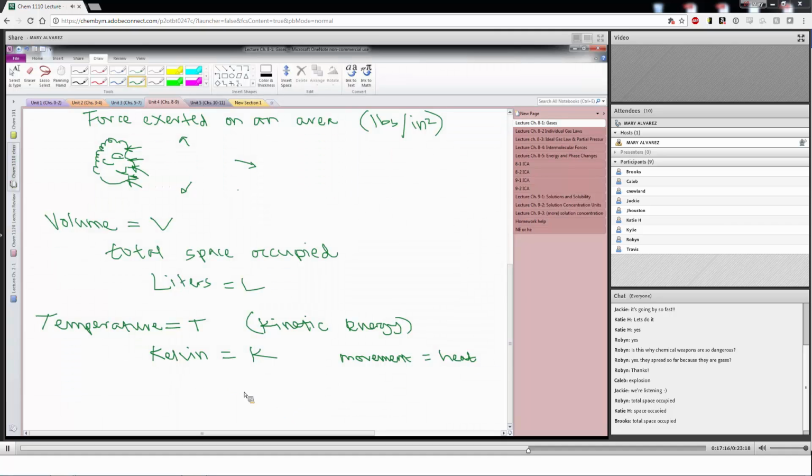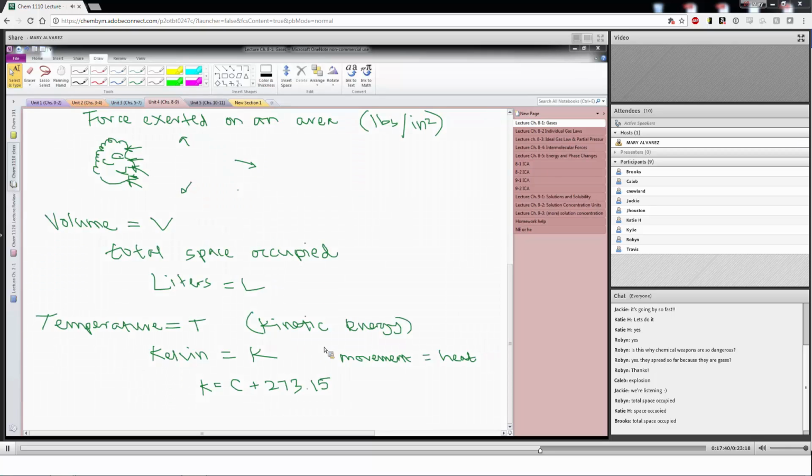And so the conversion between here, Kelvin, is going to be whatever your degrees Celsius is plus 273.15, because 0 Kelvin is negative 273.15 Celsius. And I'll give you that conversion on the exam too. You guys don't need to worry about memorizing that.